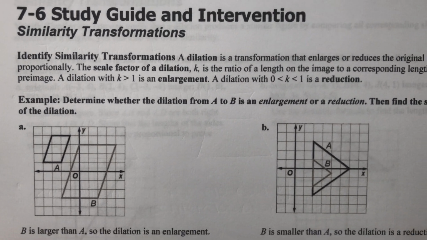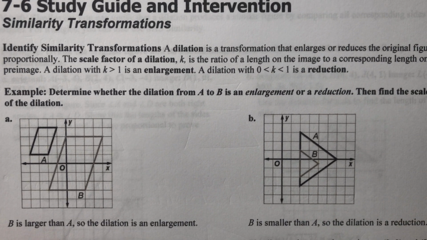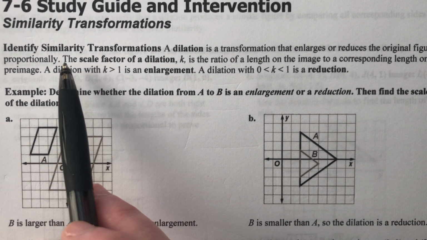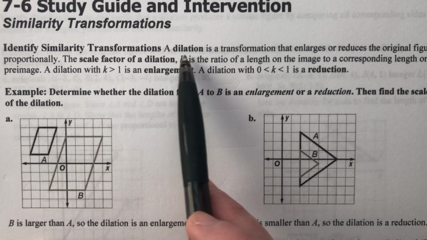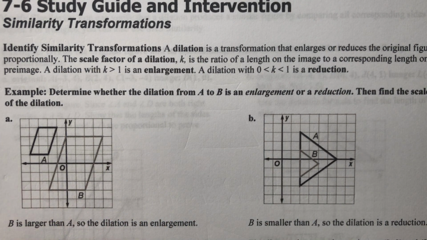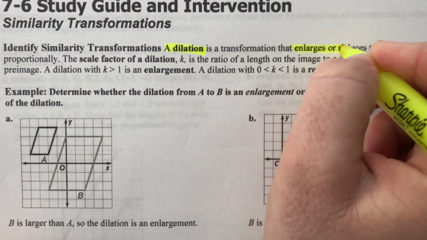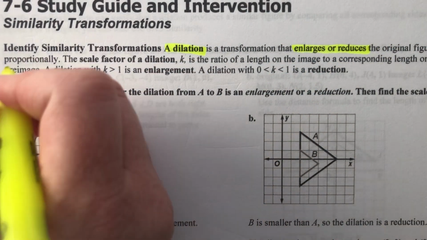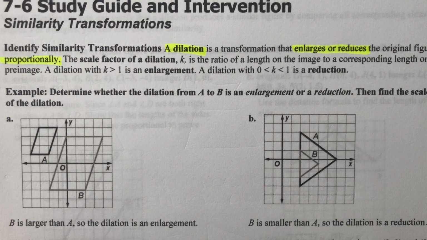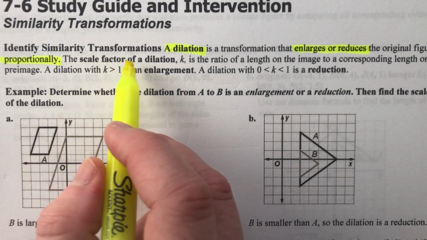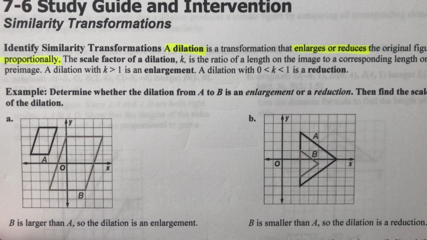So here it says, it's hard to read, it's far away, identify similarity transformations. A dilation, that's what we were just talking about, is a transformation that enlarges or reduces the original figure proportionally, right? So by the same ratio. The scale factor of a dilation, remember when we talked about similar triangles, right? And they increase or decrease by a scale factor. All the sides should have that same ratio.